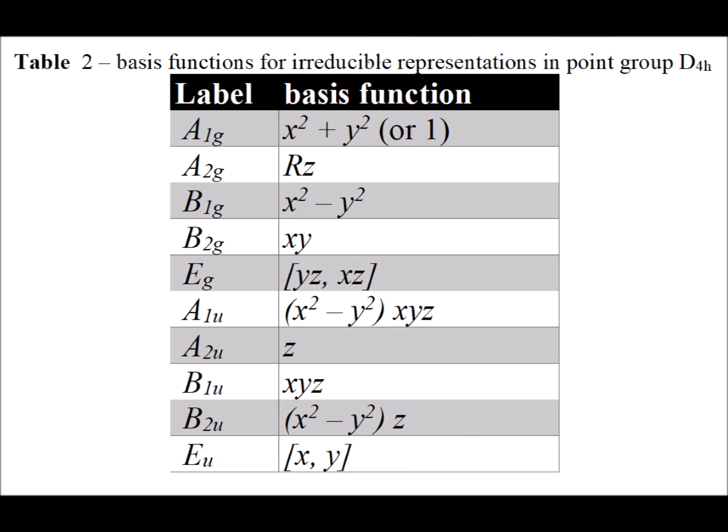Here is a complete list of the irreducible representations for point group D4h, showing a number of their basis functions. These are derived from Dr. Kim's book. Many tables of character tables will include some of these. They don't necessarily have all of them, even though one can derive them without much difficulty if you need to.